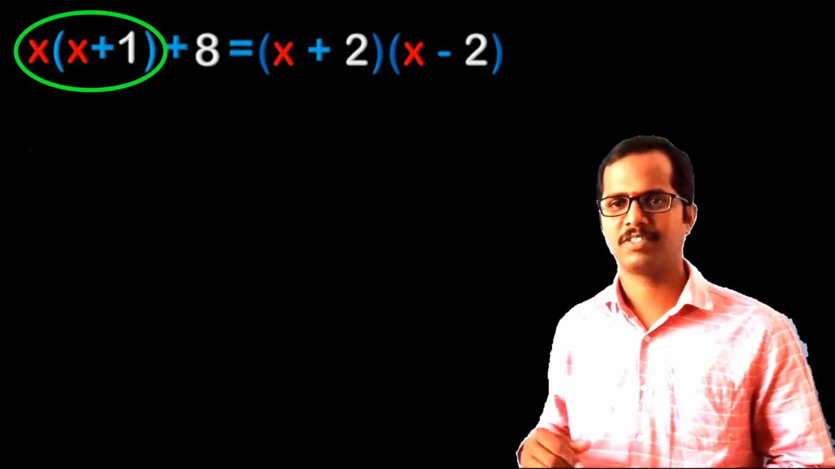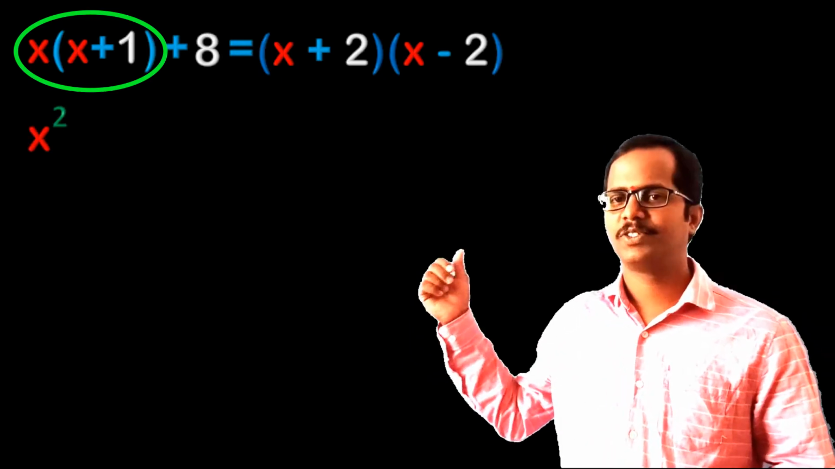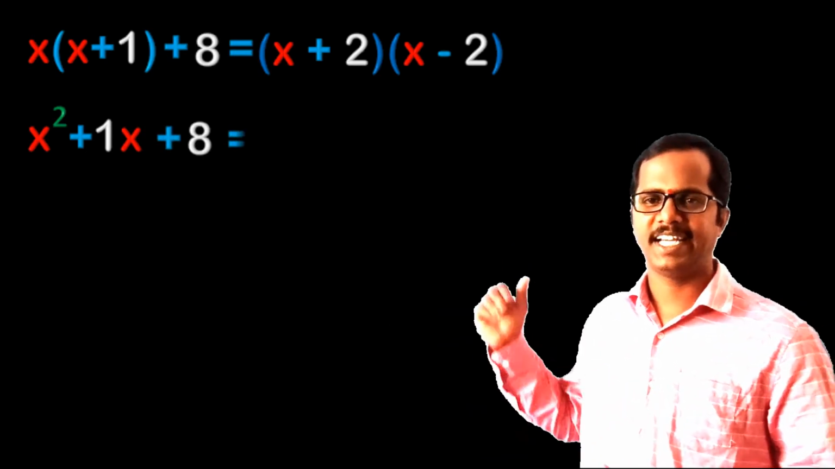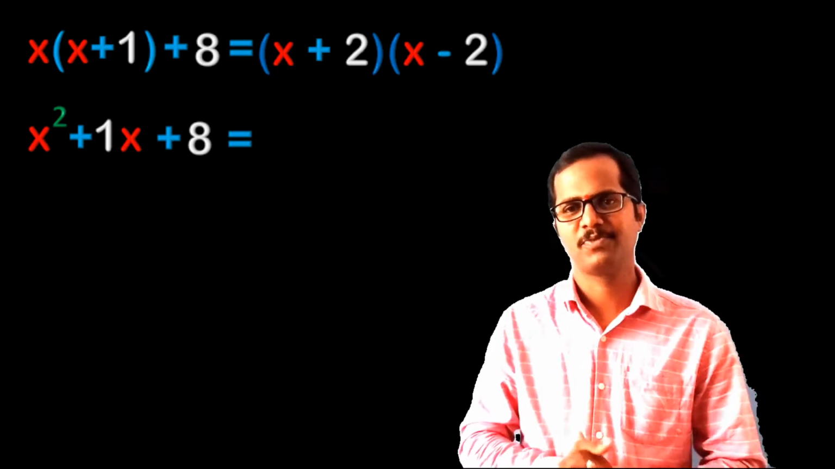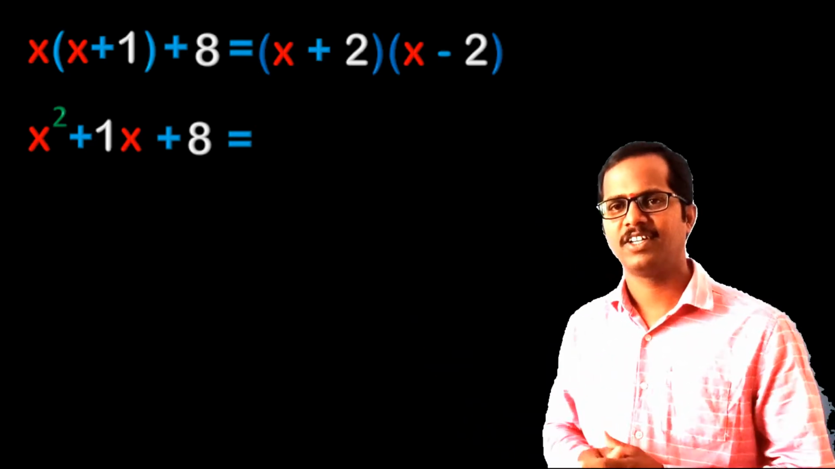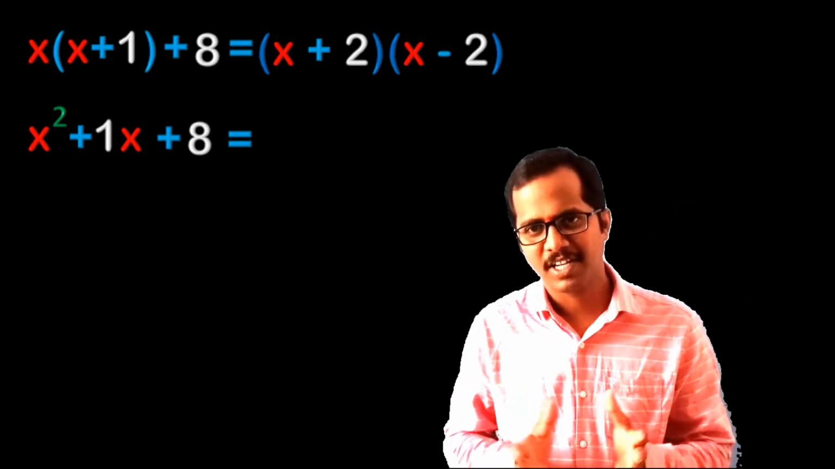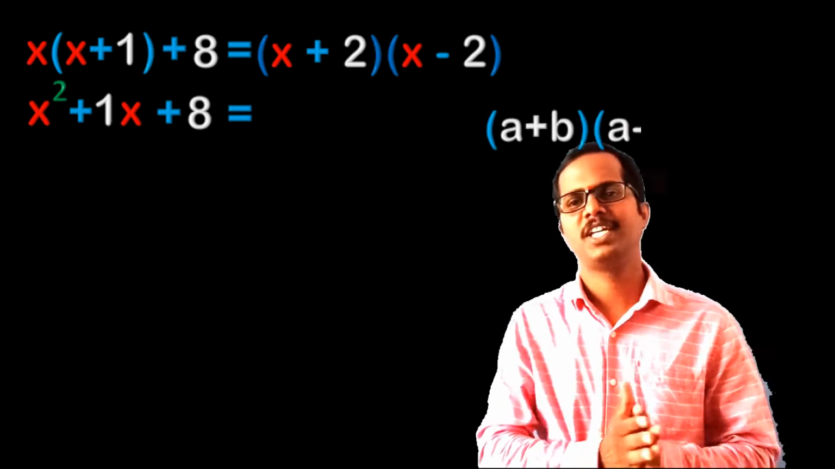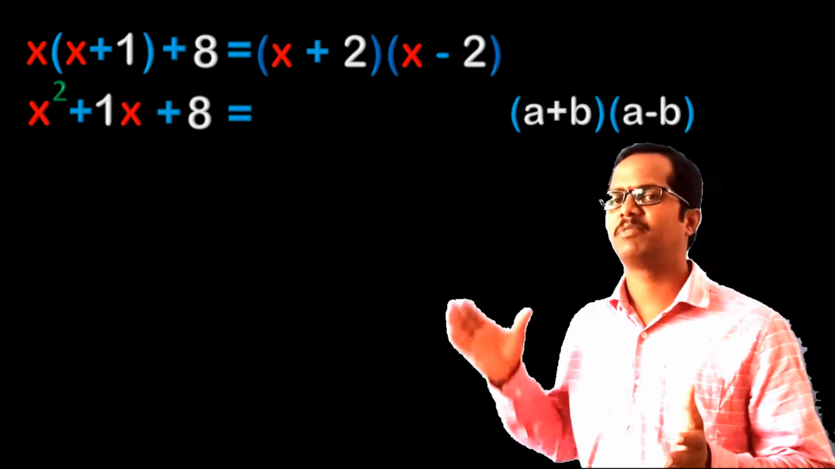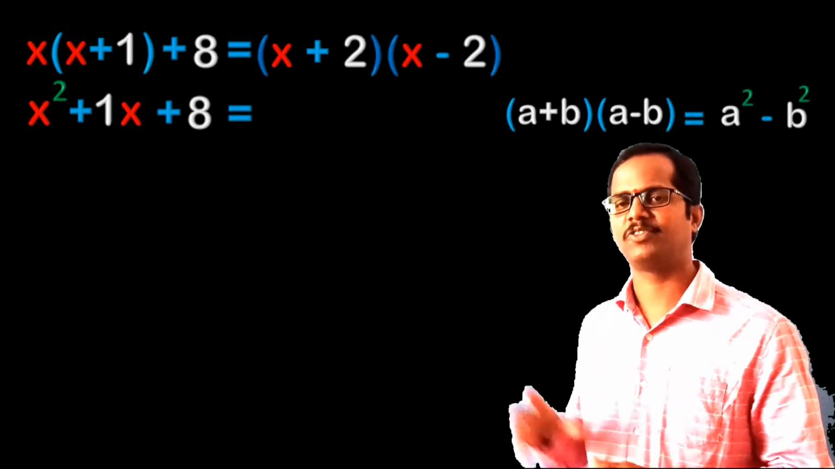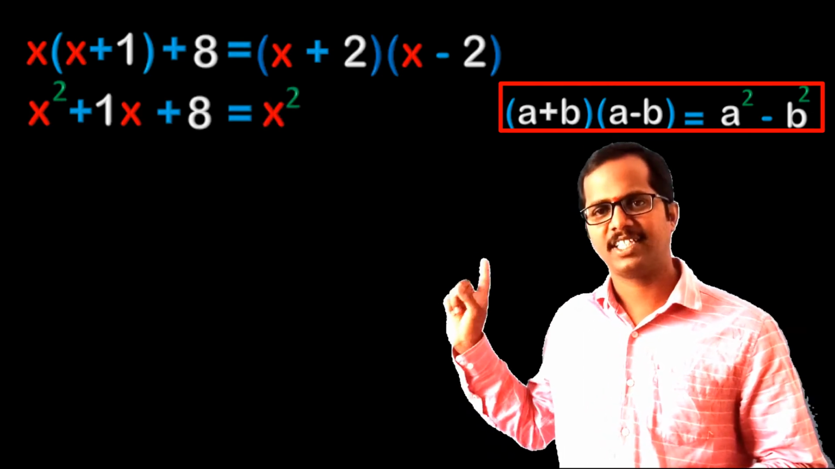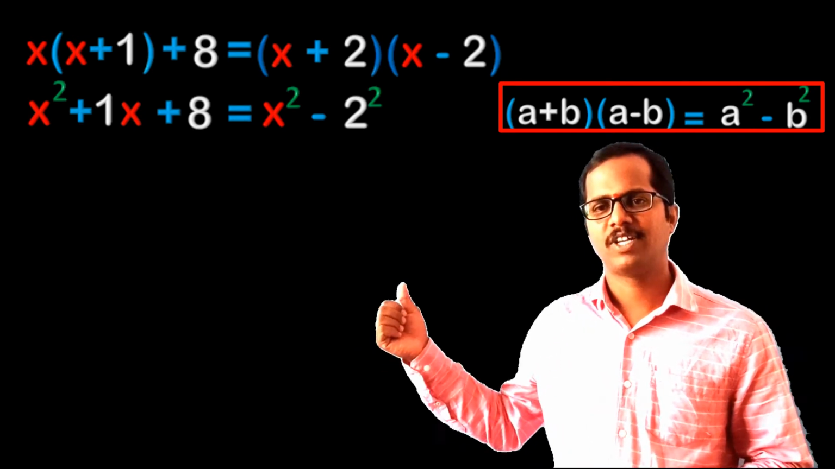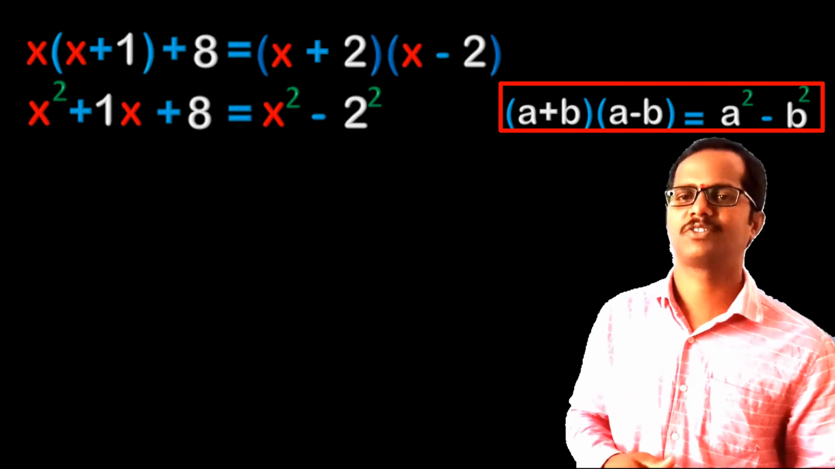By multiplying x to x plus 1, we get x into x, which is x square, plus x into 1, which is 1x, and plus 8, which equals, on the right hand side, x plus 2 into x minus 2. Now observe it. Do you remember any algebraic identity here? Very good. It is in the form of a plus b into a minus b, and we know a plus b into a minus b equals a square minus b square. Using this identity we can write a square as x square and b square as 2 square. So on the right hand side we have x square minus 2 square.